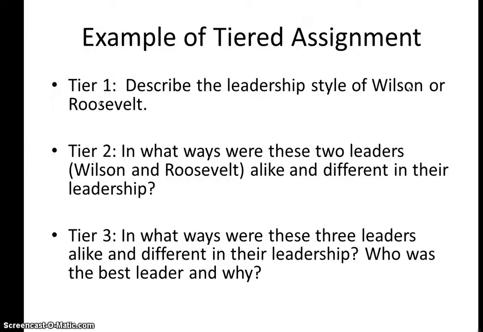Tier 2 takes it a little bit deeper. In what ways were these two leaders, Wilson and Roosevelt, alike and different in their leadership? They're starting to evaluate. It's a little bit higher order thinking. Tier 3: In what ways were these three leaders alike and different in their leadership? Who was the best leader and why? This one is maybe not the best example in that it adds an additional person, so it's adding more content, but it's definitely asking them to make an argument and support it. So it's definitely a little bit more difficult than the Tier 2 question.